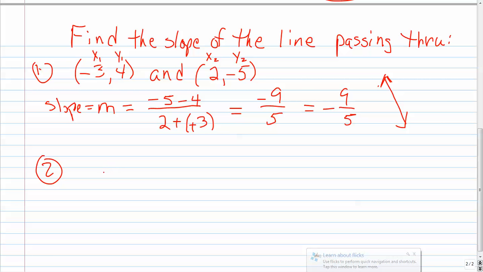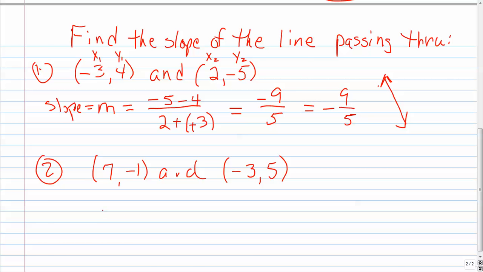And in this one, it's going to be passing through, let's say we want to have 7, -1, and -3, 5.